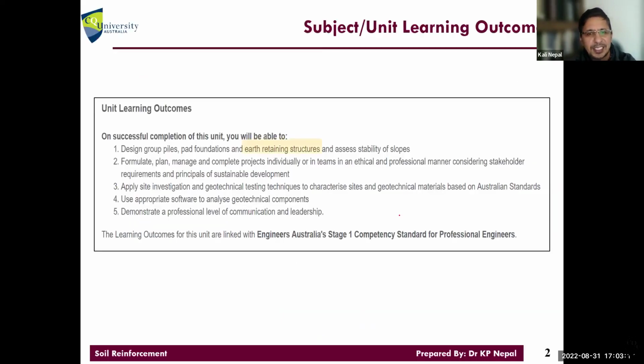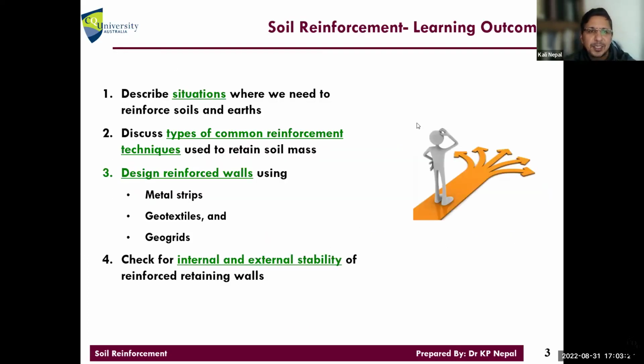This is part of earth retaining structures, but a slightly different and new concept. In this particular topic, we'll be covering 3 types of reinforced wall. One is using metal strips, another using geotextiles, and then geogrids. We'll do one example for each of them today. So reinforcement can be of different types, and then we also need to check for internal stability as well as external stability.